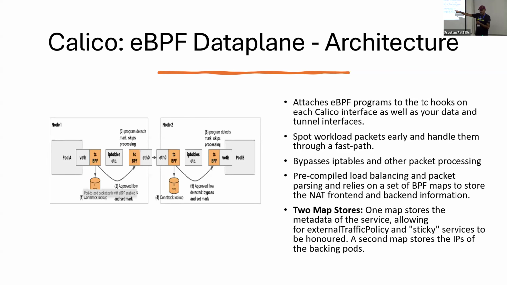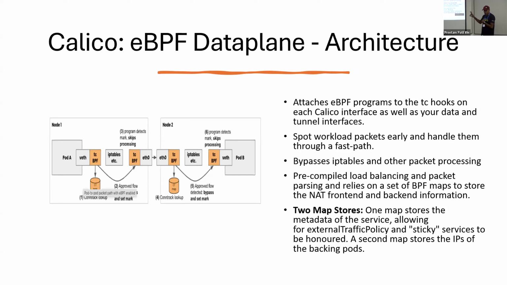So when it spots a packet at the TC point, it looks at the maps and hops to the faster path, right? By bypassing iptables and so on. It bypasses iptables and other packet processing, and directly hands off to the pod, right? So there's a pre-compiled connect-time load balancing that Calico has implemented, and the packet processing is pre-compiled and stored in your BPF maps, where the NAT forwarding and backend information is stored.